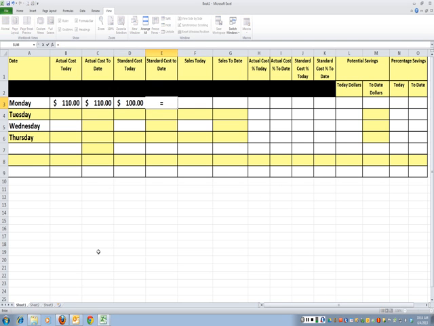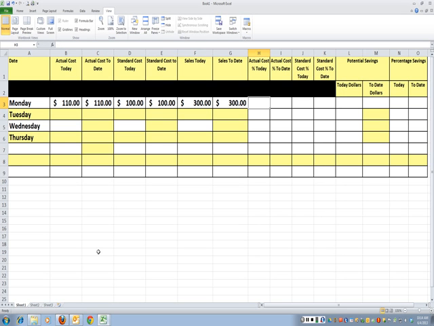Since we are just dealing with that first day, our standard cost to date is $100. Our sales today that we recorded was $300, and since we are still dealing with that first day, our sales to date is $300. So that first line of information is all given in the example. Now what we need to do is calculate our actual cost percentage for today.